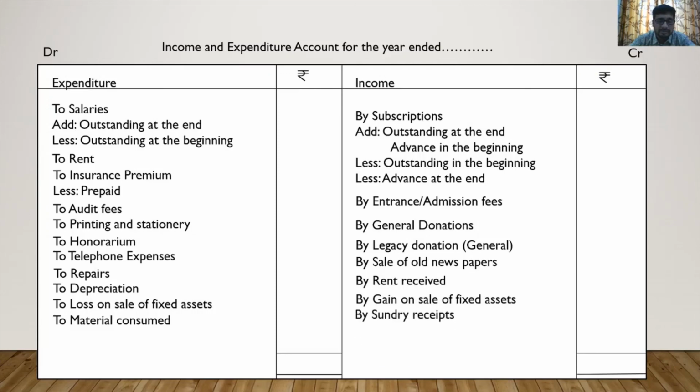By sundry receipts. If the expenditure side is more, then the balance which is remaining in the income side is deficit. If the income side is more, the balance which remains in the debit side is known as surplus. I hope this is clear to everyone.